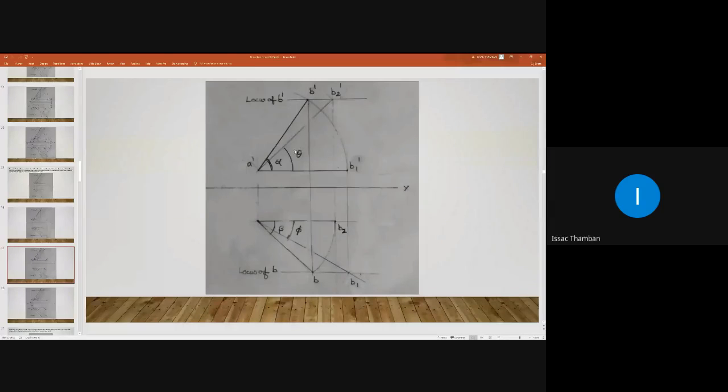So you measure the angle and measure A dash B2 dash. It must be the length of A dash B2 dash and length of AB1 must be the same. Finish? Yes, sir.